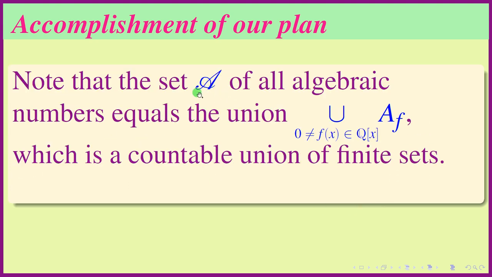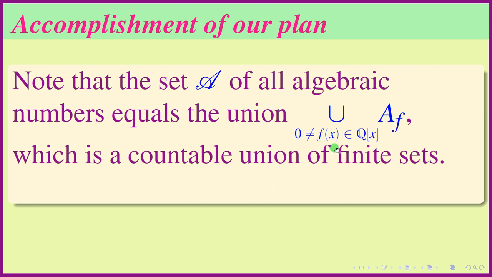Note that this set A of algebraic numbers equals this union, because any algebraic number is a root of some non-zero polynomial. So any algebraic number belongs to A_f for some non-zero f(x) in Q[x], and any root of a polynomial is automatically algebraic, by definition. So A is equal to this union, and this union is a countable union of finite sets because each A_f is a finite set.